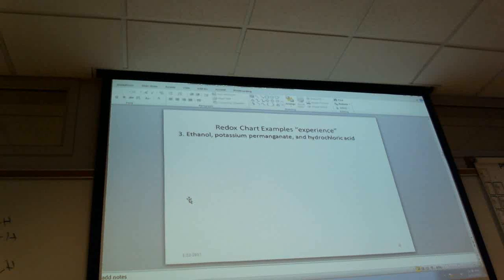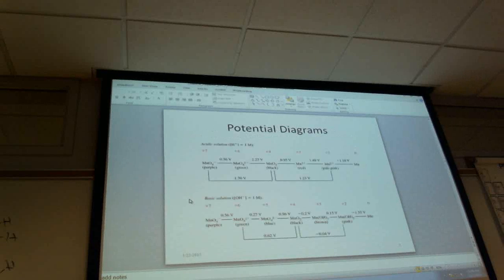Here's another one. This one's a bit trickier. Ethanol doesn't appear on the chart. Those are examples of the chart method plus an extension of the chart method.